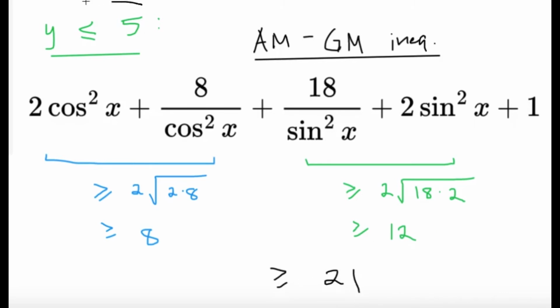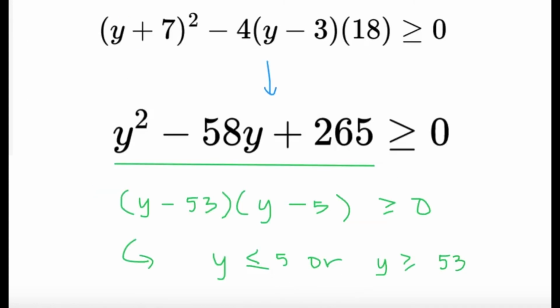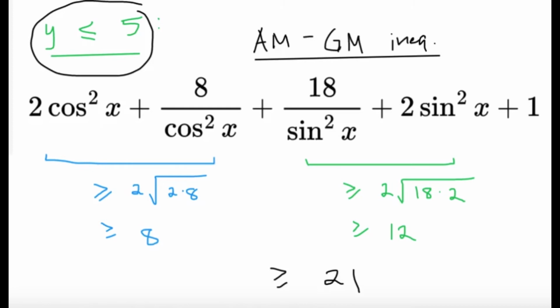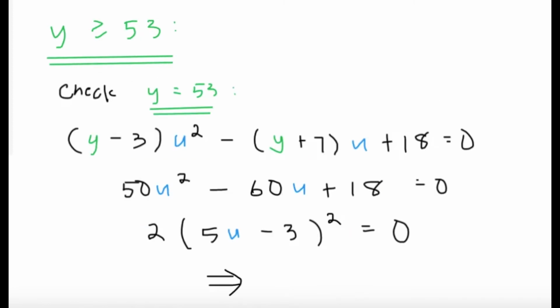So here, if we get y less than or equal to 5, that's not going to be considered. And that's kind of obvious why, because this is just the value of y we got in terms of u, where we didn't really consider that u was sine squared x. But anyway, we are able to disprove y less than or equal to 5. So let's move on to the other case that we got, where y is greater than or equal to 53. And here I'm going to make a claim: I'm going to claim that y equals 53 is indeed attainable.